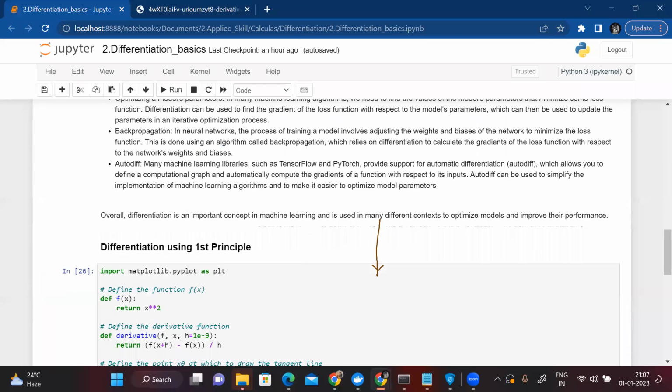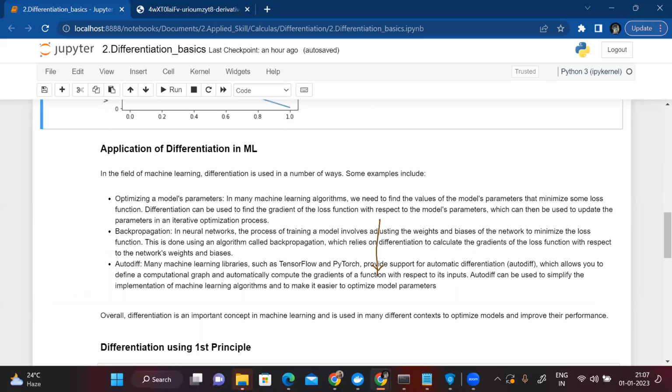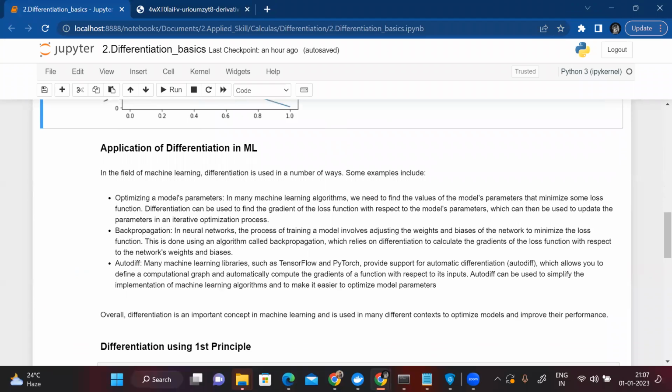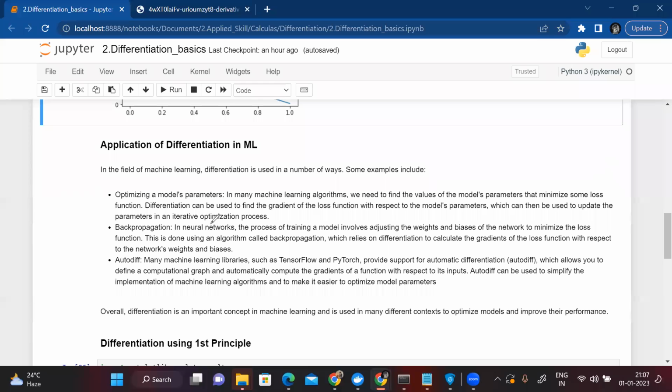Okay, so before going to explaining the first principle of differentiation, let's discuss some applications of differentiation in machine learning. The very first application is that we use differentiation to optimize our model's parameters. What do you mean by optimizing model parameters?